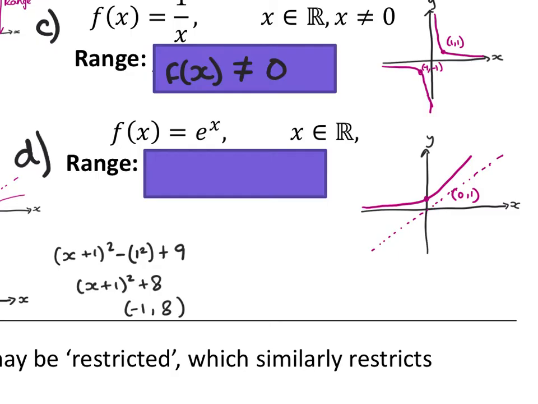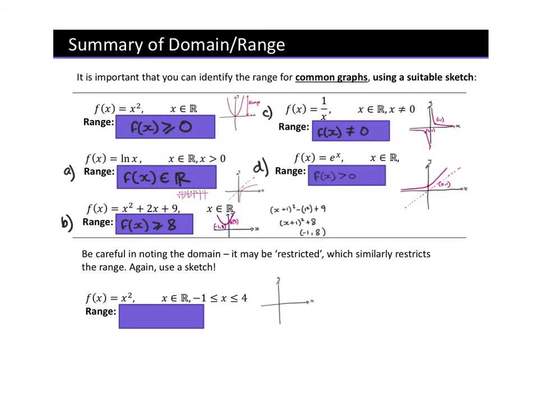So this time our range of values is f(x) is going to be greater than 0. Okay, because there is an asymptote on the line y equals 0, y is never going to get down to 0. y will never equal 0 or be negative. Because it's never going to touch or cross that line, the line being the x-axis. So that means that f(x) is always going to be greater than 0, not greater than or equal to.